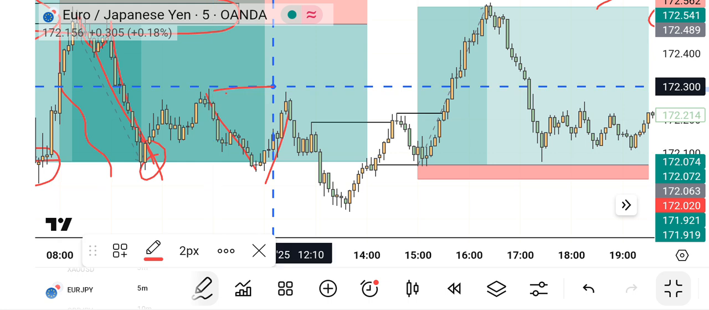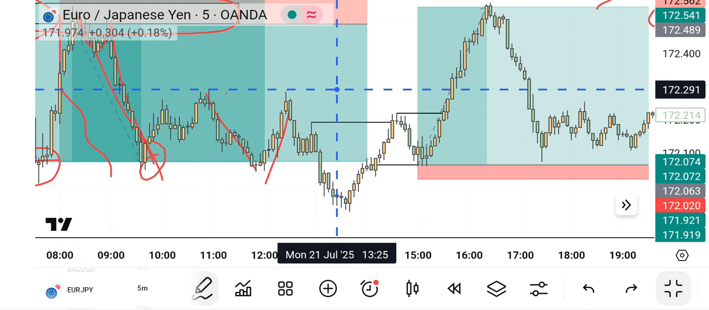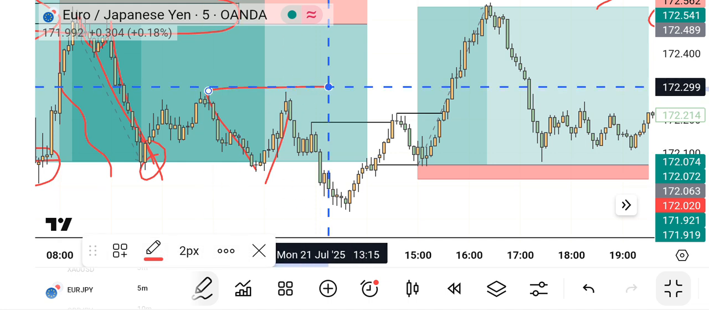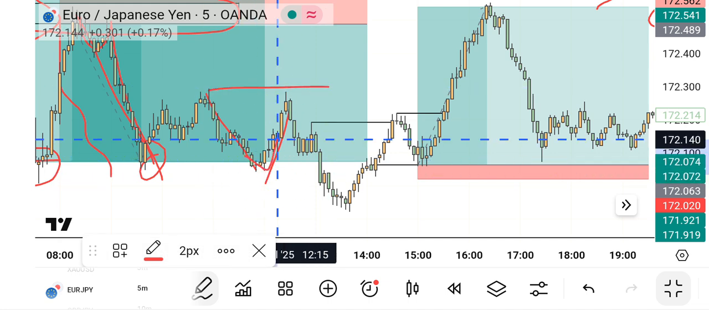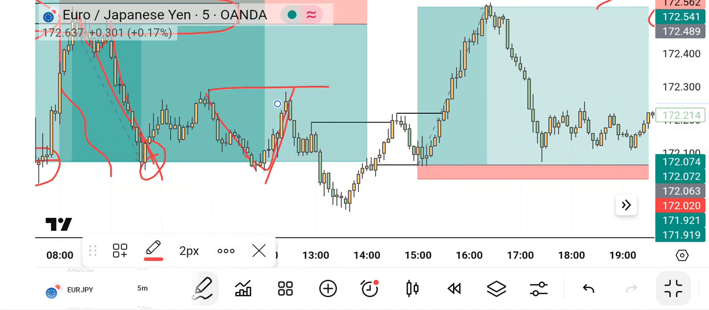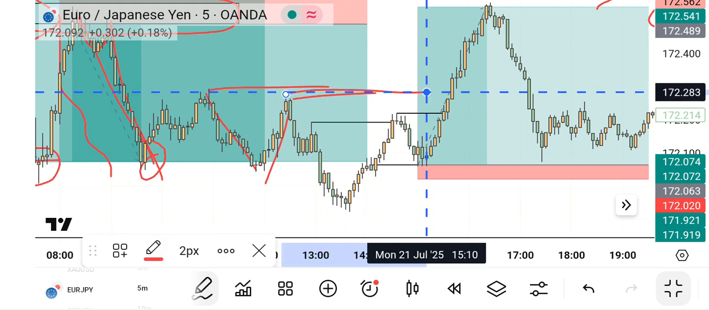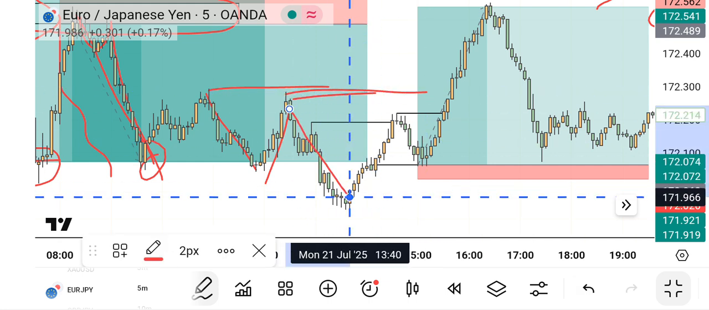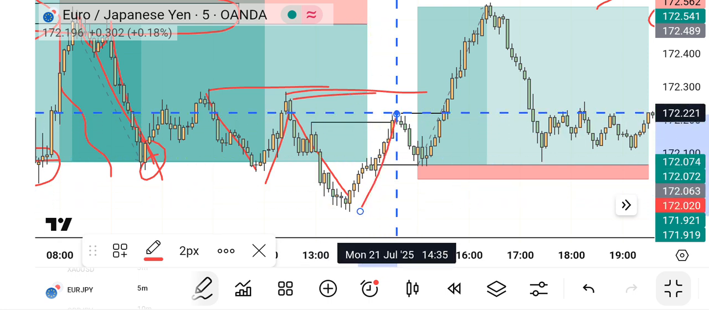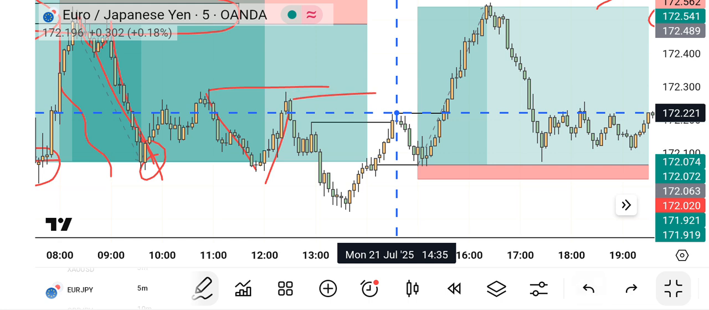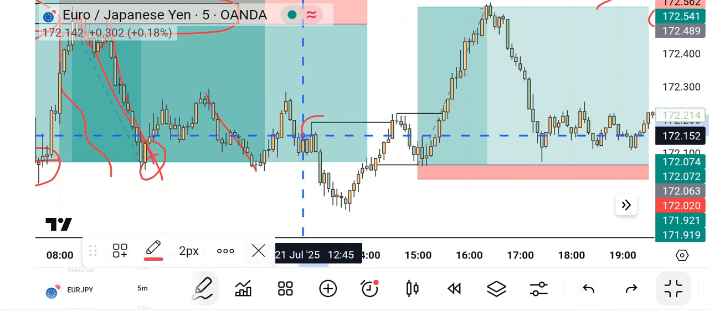This high was not broken. This high here was not broken. Then the price got back here. This high too. This high. Then the price came down. Then the price made another push to the upside, another push to the upside, which broke this last high here.